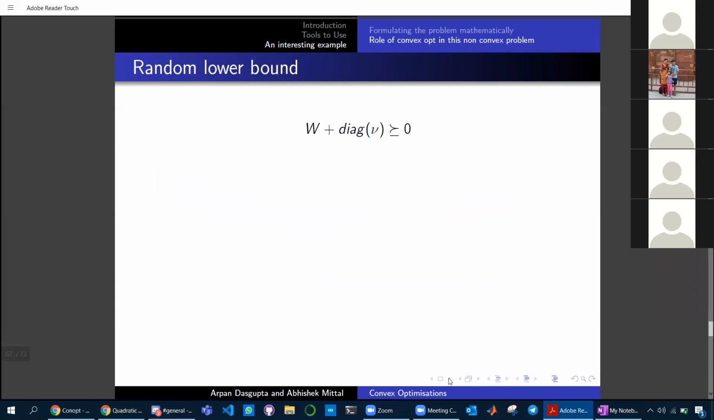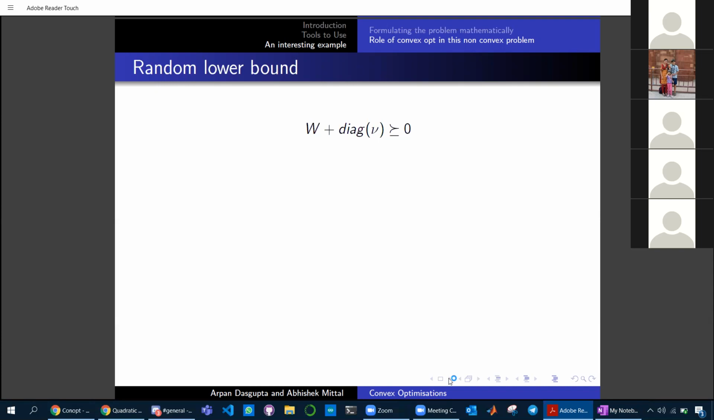Now I want to take a lower bound and try to give some sort of idea of how large this optimal value is. So before I take any nu which will give me a lower bound, I want to first take such nu that will satisfy this condition, that is w plus diag of nu is positive semi-definite. Because if it doesn't satisfy this condition, then the only value that I get out of g of nu is minus infinity, and this is not a good lower bound.